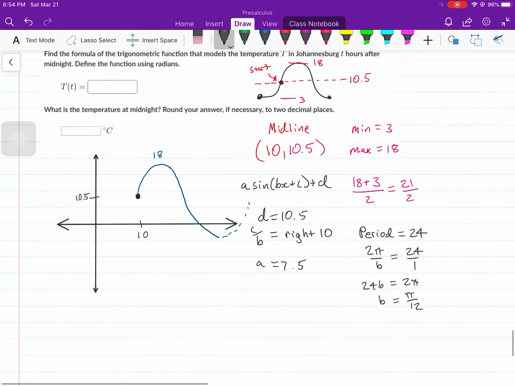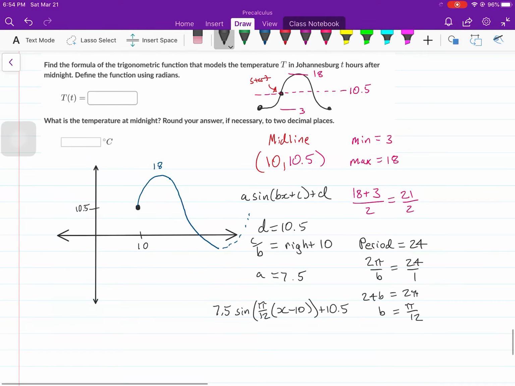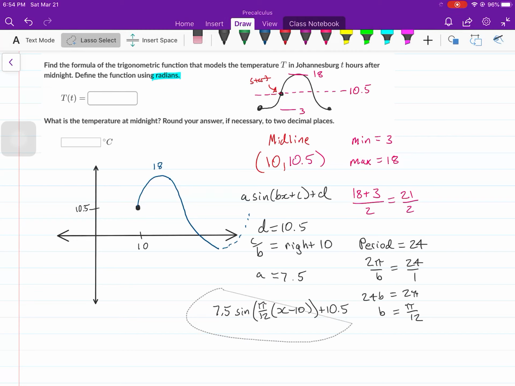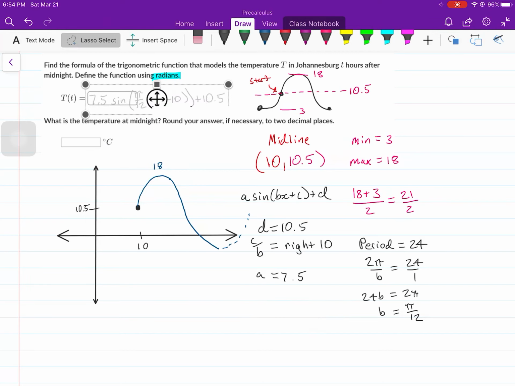So putting this all together, we're going to have 7.5 sine of pi over 12 times the parentheses x minus 10, so that way we shifted it to the right 10, plus 10.5. And that should do it. So notice something, this is in radians, so that's important for our next part. So that's part A. This right here, let me just drag that over, is going to go right in there. So that's our equation. That's for part A.